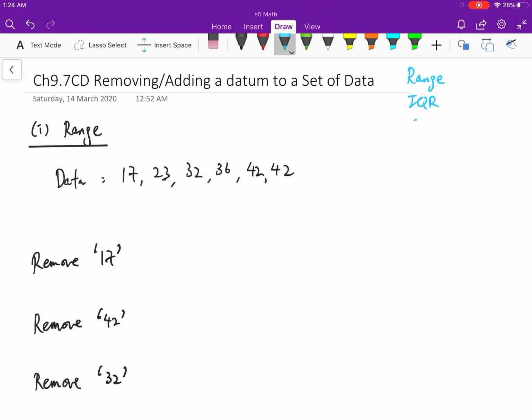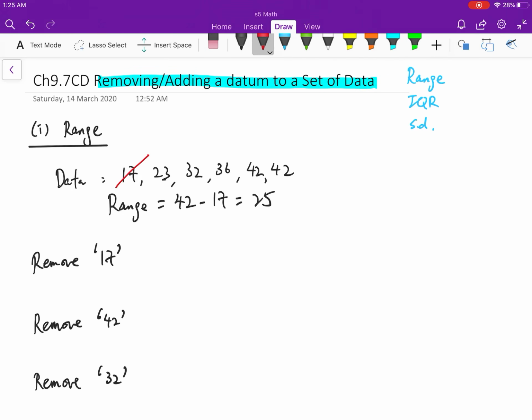Hello students, today we are looking at the changes of range, IQR and SD when removing or adding a datum to a set of data. So first, let's look at range. Here we have a set of data. First of all, we can find the range of it. It is easy, you find the largest minus the smallest, so you get 25.